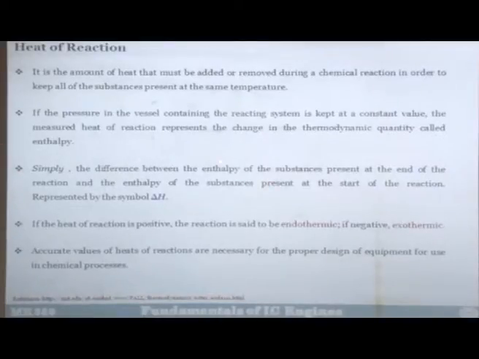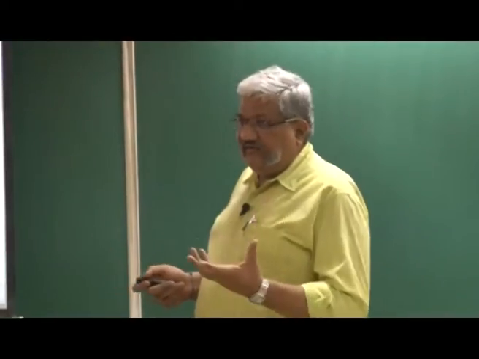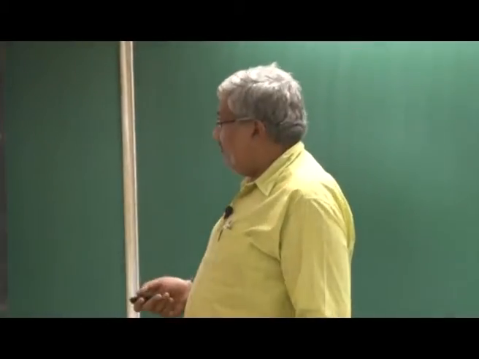Simply, the difference between the enthalpy of substances present at the end of the reaction and the enthalpy of the substances present at the start of the reaction is represented by delta H. Suppose you have a constant volume chamber and an oxidation reaction is going on. There will be a certain enthalpy of the reactants in the beginning, and now the combustion reaction happens, the temperature will increase, and there will be a certain enthalpy at the end of the combustion. The difference between these two is called delta H, the heat of reaction, because that is the heat being generated because of this oxidation reaction.